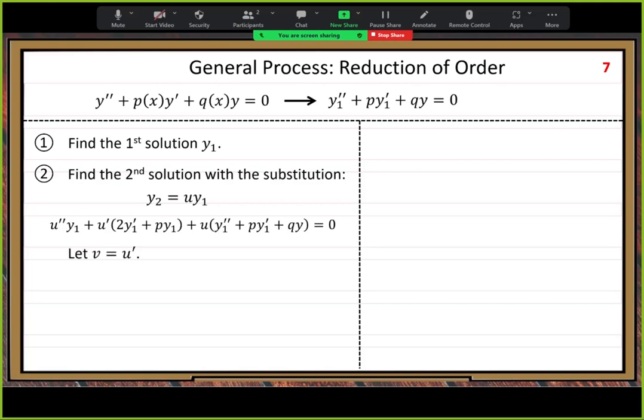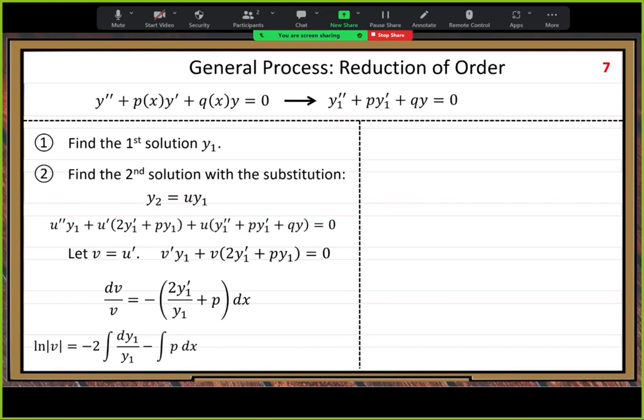After that, you make another substitution: v equals u prime. So you can write a first order ODE with respect to the u function, and you can find a solution. Here you do the separable version, integral, to find the v function, and you get a simplification like this.